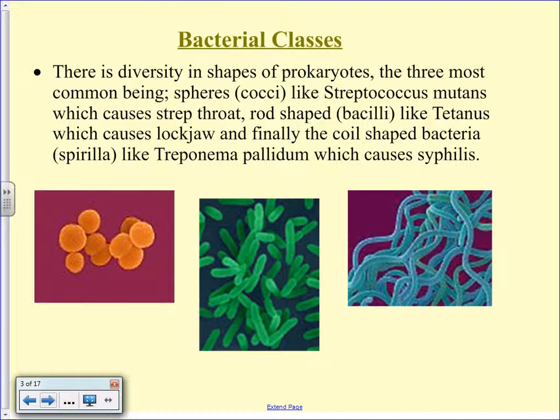All right, and then, like we said, the coil-shaped bacteria, Treponema pallidum, which causes syphilis. There's lots of different kinds of each of those, and those are just the ones off the top of my head. Now here's the thing: these are all very, very small. These are electron microscope pictures of these things. A bacterium might be 5 to 10 micrometers in size, so quite small.